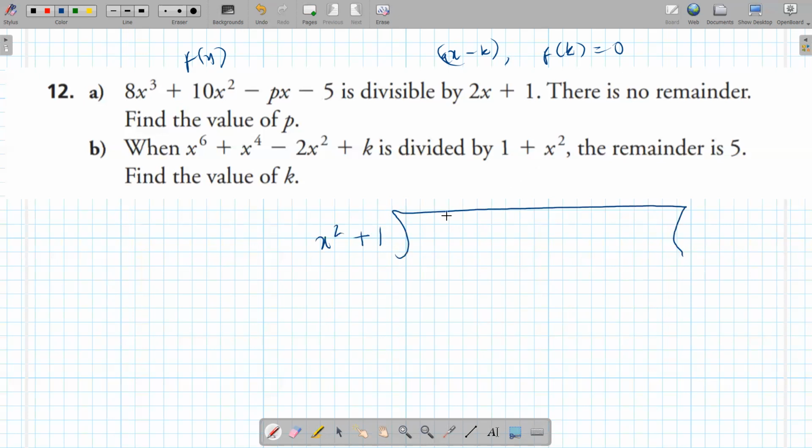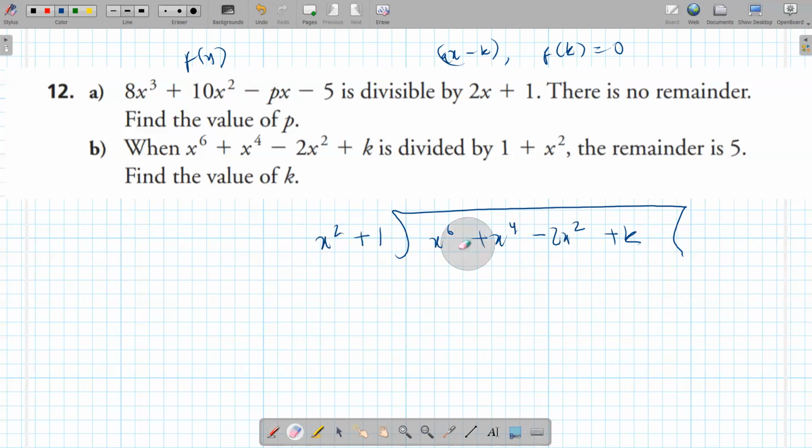So divisor is here, and our dividend is here, minus 2x squared plus k. And again, let's do the long division, and we're going to get a remainder in terms of k, and we're going to set that remainder equal to 5. Could you repeat what you said? Yeah, so we're going to do the long division here. And we'll get a remainder that will be in terms of k, k plus 14 or whatever, and then we're going to set this equal to 5 to solve for what k is.